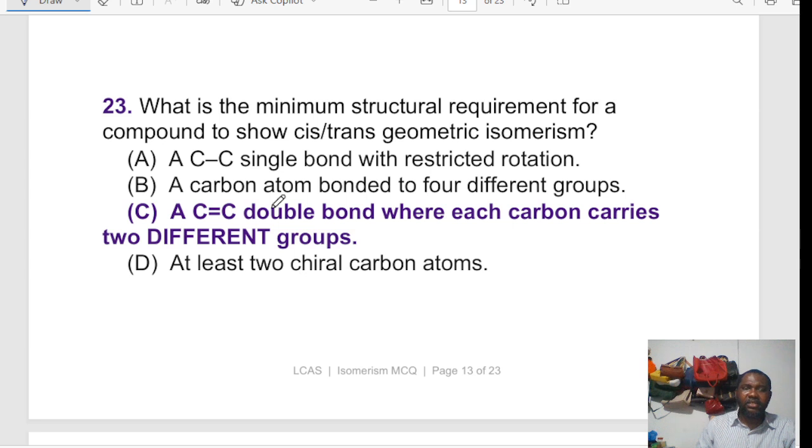Number 23 says, what is the minimum structural requirement for a compound to show cis-trans geometric isomerism? A says carbon-carbon single bond with restricted rotation. No, not at all. B says a carbon atom bonded to 4 different groups. No, not at all. C says a carbon-carbon double bond where each carbon carries 2 different groups. Each carbon must carry 2 different groups, which is correct. D says at least 2 chiral carbon atoms. No, not at all. So the answer is C.